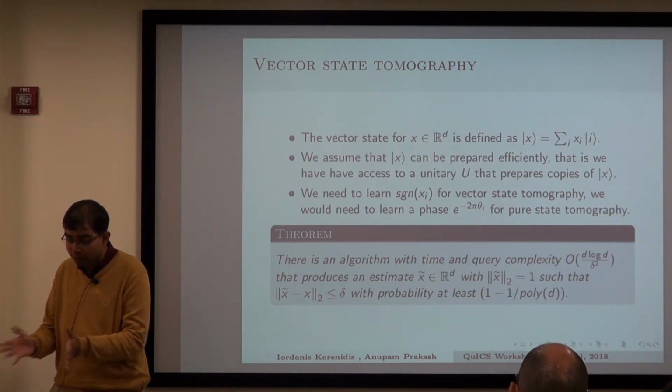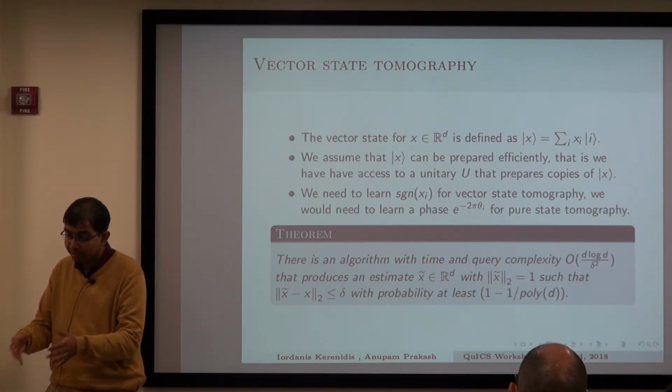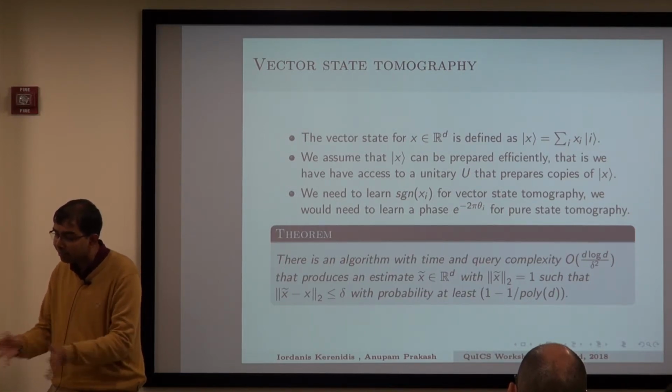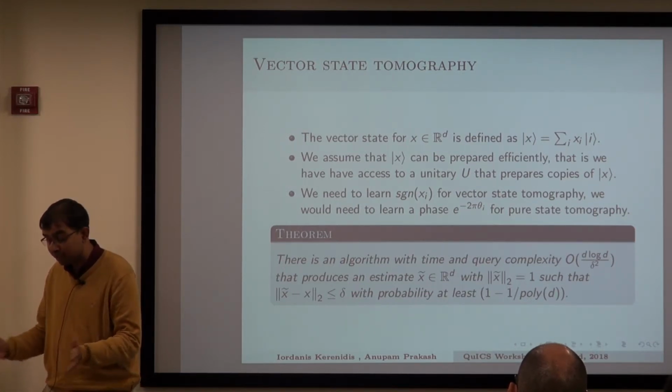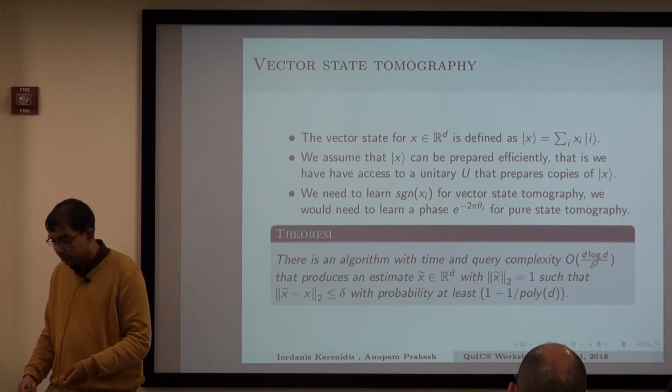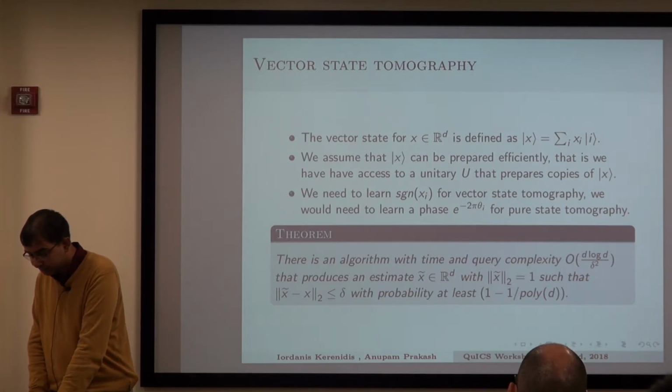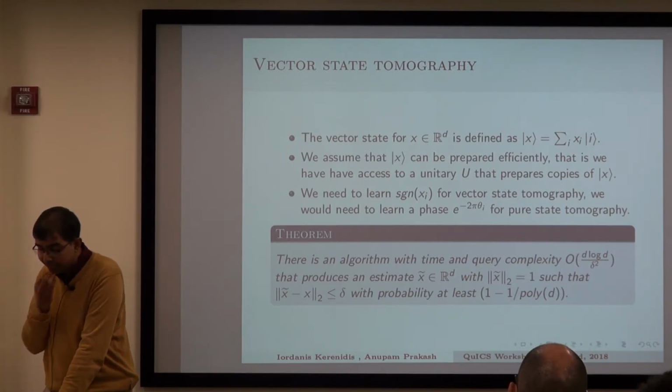So for vector state tomography, we just need to learn the signs. Like the x_i's can have plus or minus 1 signs. In pure state tomography, they can have arbitrary phases, e to the power minus 2 pi i theta_i for each i. So sign estimation is somehow easier than doing a complete phase estimation. So here's the main theorem.